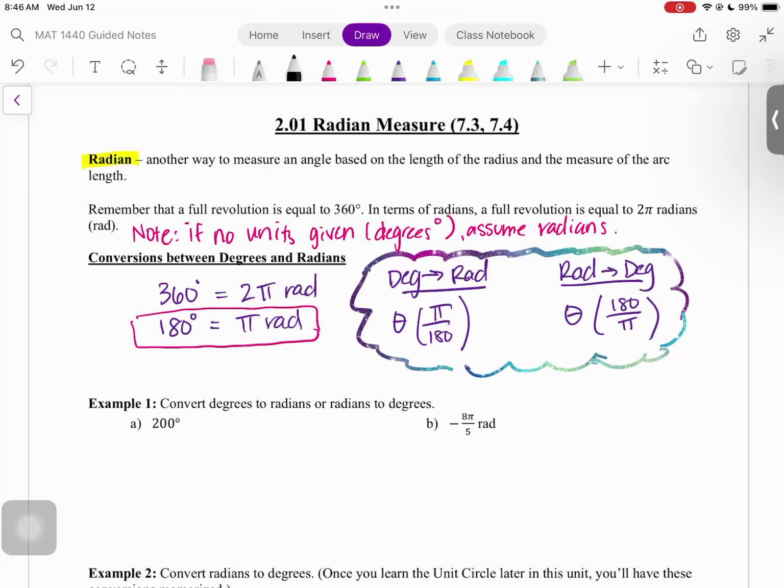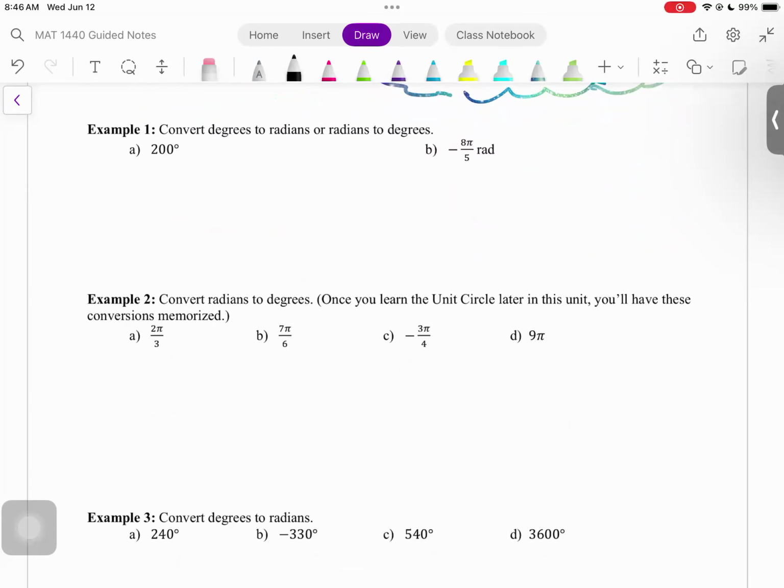Convert degrees to radians or radians to degrees in the following examples. So again, you're going to make that conversion based on how the angle is given initially. In example A, we've got 200 degrees, so we want to convert this to radians. And again, to do that, we're going to use that pi over 180. And this is really why this is working. If I think about this as pi radians to 180 degrees, then what's really happening is those degree units are canceling out. So this is just another method of dimensional analysis. And if we multiply across and simplify, we get 10 pi divided by 9 radians.